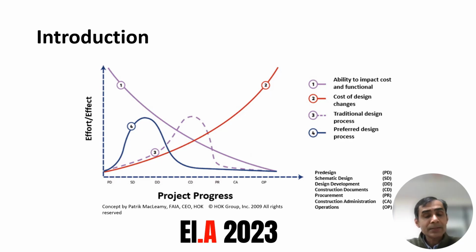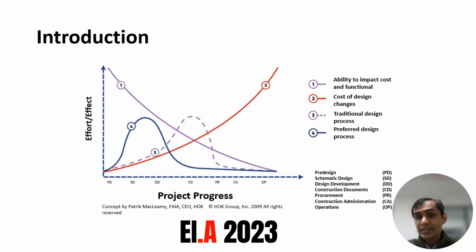So you can see here this chart is known as the McLeamy chart given by HOK. In our traditional design process, energy efficiency related decisions are taken in the later stages of building design, that is construction documentation. If we take design decisions in the later stages, then our ability to impact cost and function decreases, and also the cost of design changes increases.